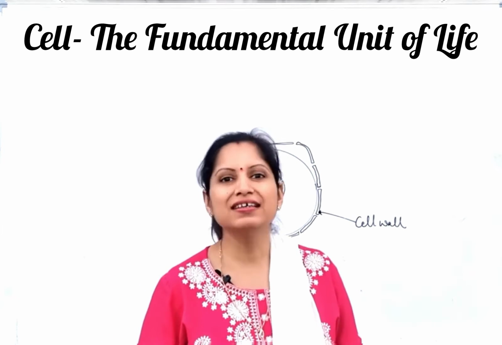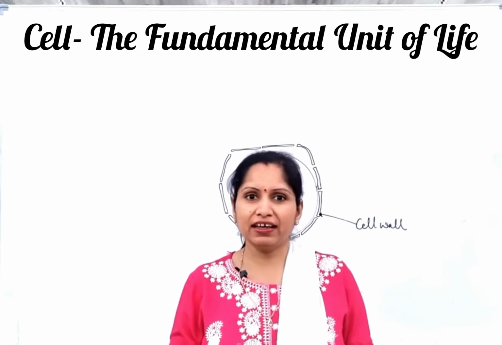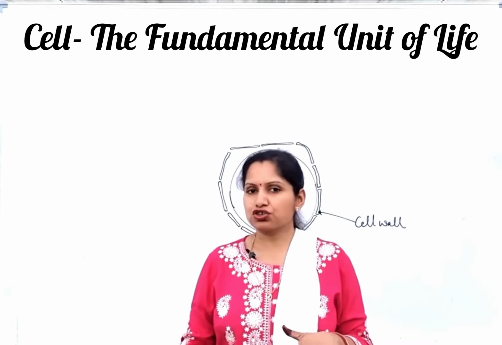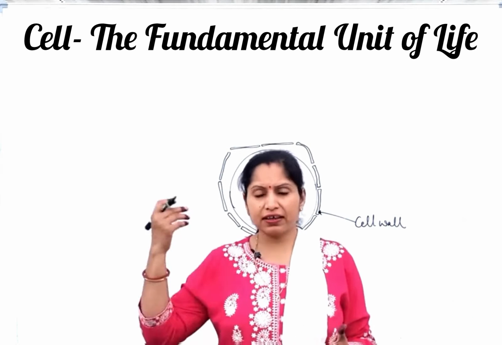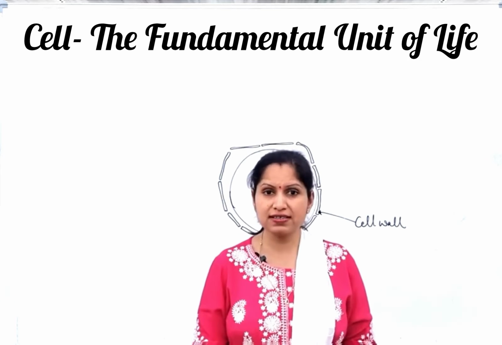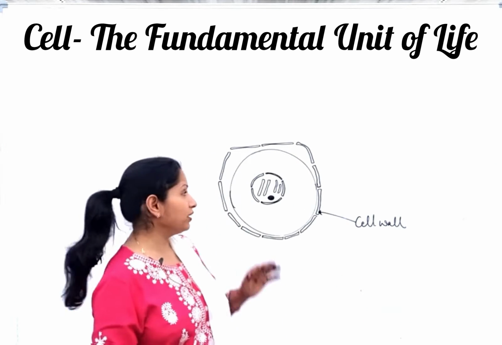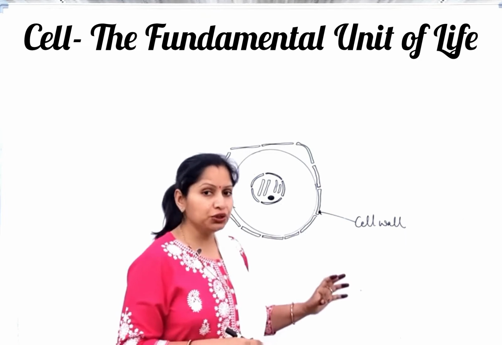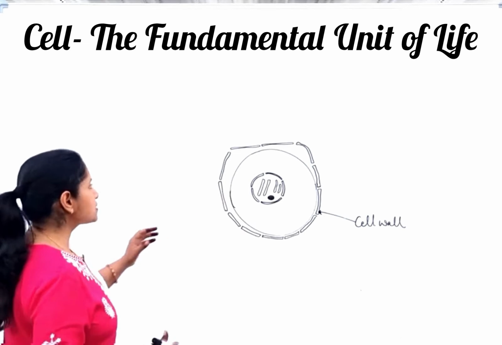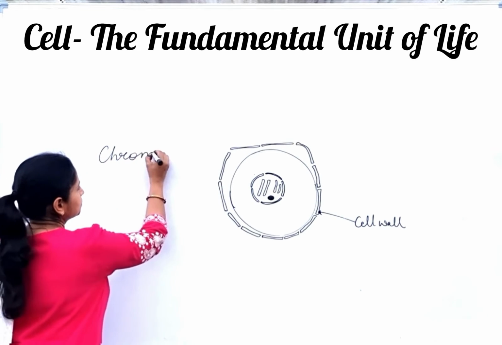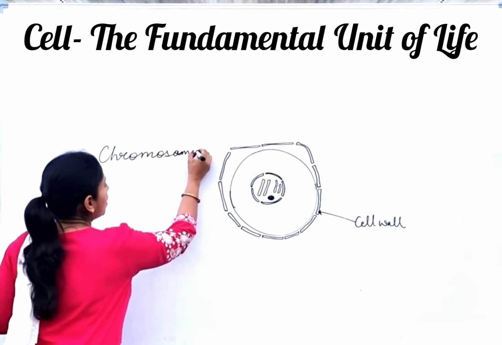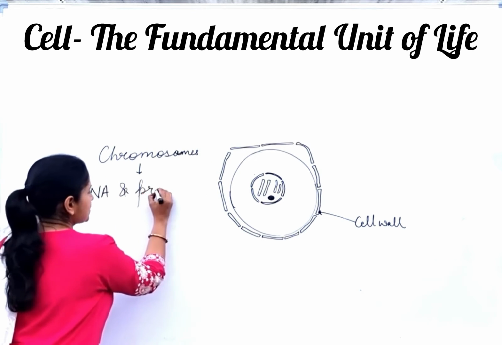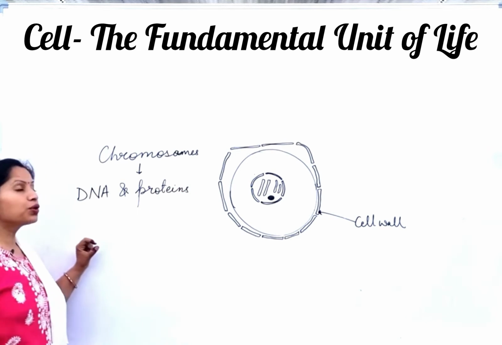Now, what are chromosomes? These chromosomes contain the genetic information, meaning the color of your eyes, your blood group, the texture of your hair, and many things that are decided by the genes. All that information is stored in these chromosomes. So these chromosomes are present in the nucleus of a cell. Now, these chromosomes are made up of DNA and proteins. DNA and proteins make up the chromosomes.